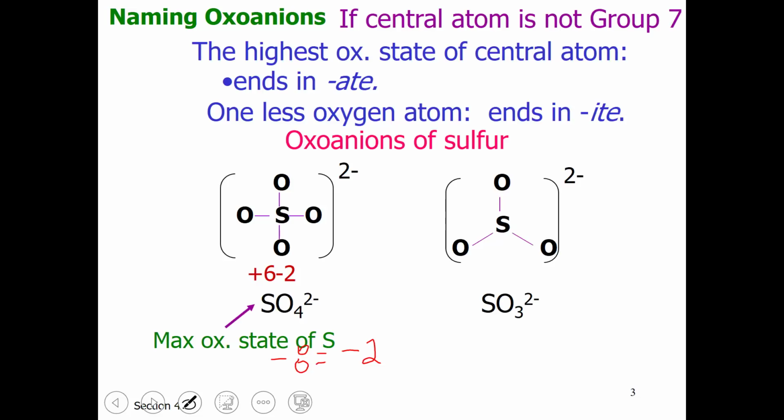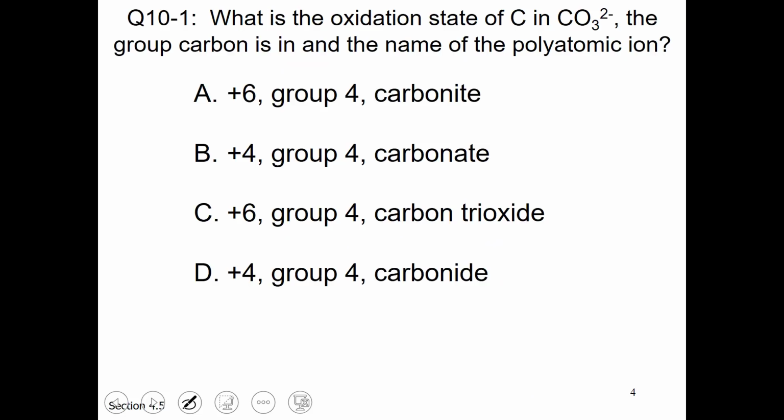Now, since sulfur is in group 6, and its oxidation state is +6, this material is named the sulfate ion, with an ATE ending. If I do the same thing for SO3 2-, you will find that the oxidation state is +4. Since it has one less oxygen atom in the structure, we call that the sulfite ion.